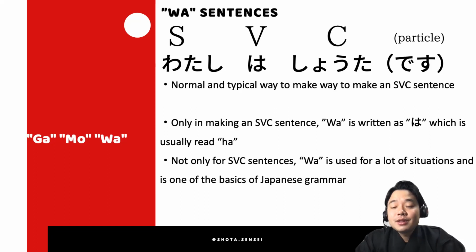So the hiragana for wa is something different. However, only when you make these SVC sentences, you use this ha word. But just remember, it's only this case. So just remember this. You write ha hiragana, but you read it as wa.